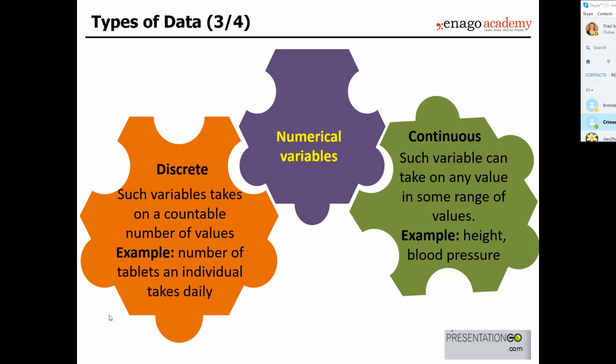And moving on to numerical variables, we have discrete versus continuous. So discrete variables take on a countable number of values. So example, how many tablets did that person take of Motrin? 3 or 4 or 5. The continuous variables can take on any value in some range of values. So this could still be height and blood pressure, but when we're getting down to the decimals and we can have a value that could be 1.1, 1.12, etc., that's where the continuous classification comes in.